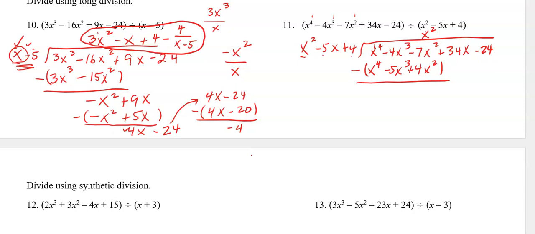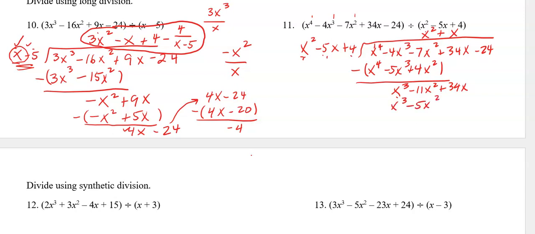Negative 4 plus 5. Notice we're subtracting negative 5, so negative 4 plus 5 is 1, x cubed. Negative 7 minus 4 is negative 11, x squared. And then I'm going to bring down my next term. Notice I'm dividing by 3 terms, so I should have 3 terms here that I'm dividing into. So x squared divides into x cubed x times. And now I distribute the x times all 3 of these.